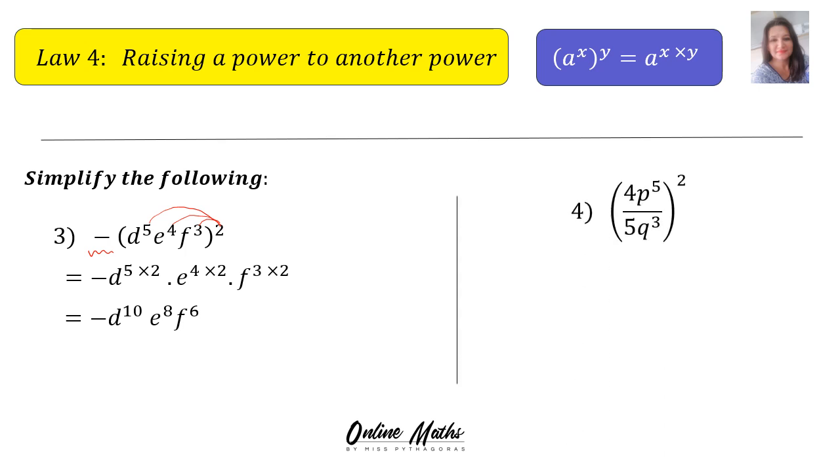Number 4. So now, although there's a division, let's see it as a fraction. The only thing that you will do here is every single item inside your little bracket will be raised to the power of 2. And it will become 4 to the 2. And then in terms of p, it will be p to the 5 times 2. 5 squared under the line, and in terms of q, it will be 3 times 2. Therefore, 4 squared is 16p to the 10 over 25q to the 6.